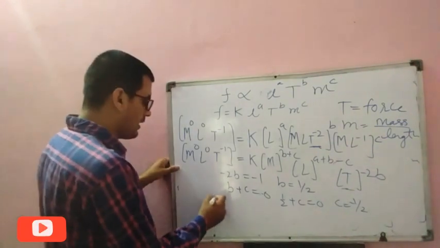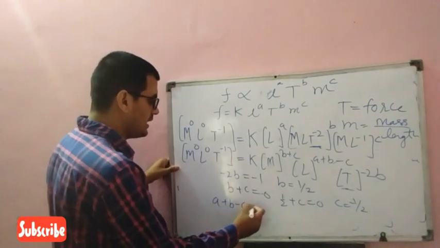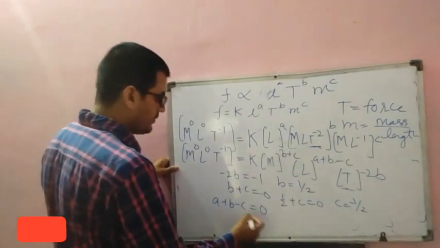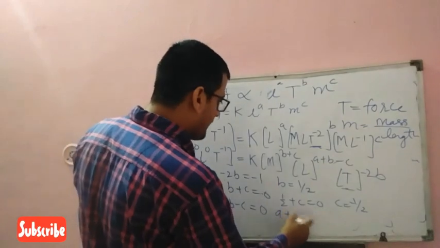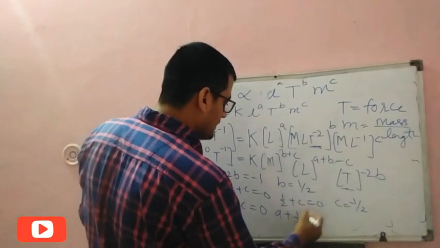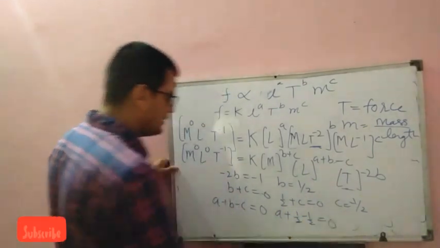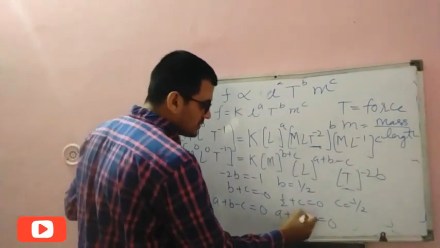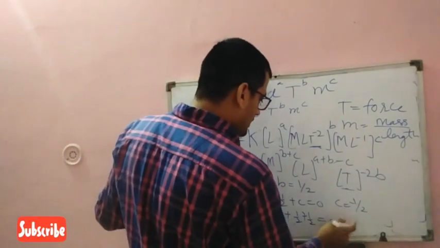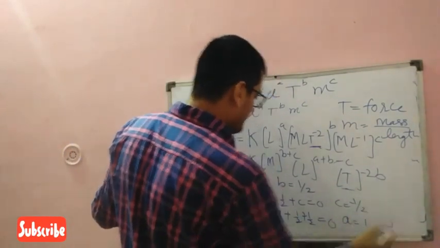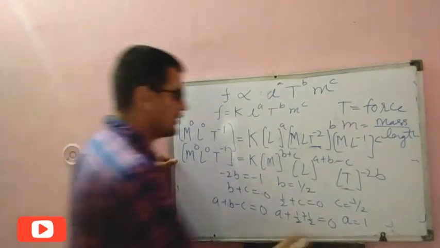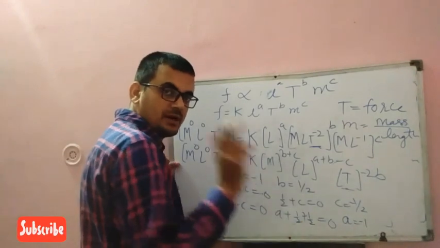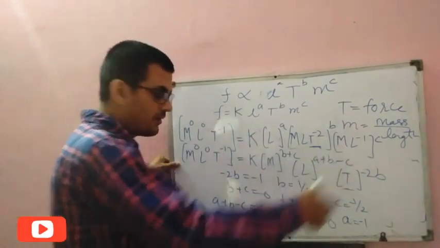And from here, A plus B minus C equal to 0. Put in the values. What do you find? A plus B's value is 1 by 2, C's value is minus 1 by 2, equal to 0. The value of C is minus 1 by 2 and we already have a minus, so it will be plus. So A plus 1 by 2 plus 1 by 2, that is 1. A plus 1 equal to 0, so A equal to minus 1.